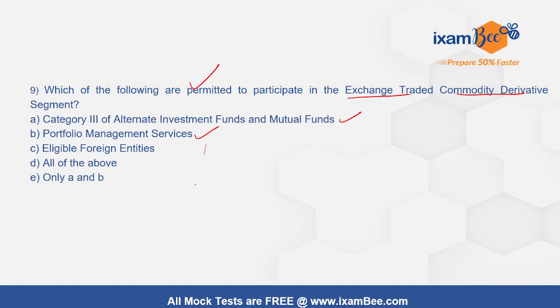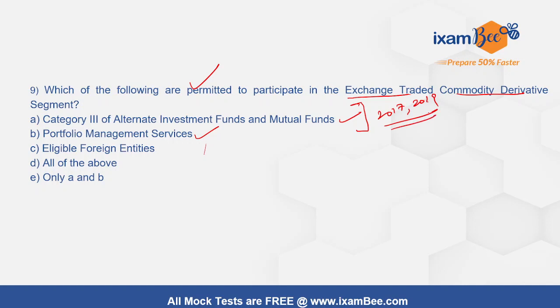So basically SEBI had come up with circulars in the years 2017 and 2019 in order to give access to the exchange traded commodity market derivative segment, and it had permitted AIFs category 3, because there are 3 categories of AIFs. So category 3 AIFs and mutual funds and also portfolio management services were permitted to participate in the exchange traded commodity segment, right, in the years 2017 and 2019 respectively.